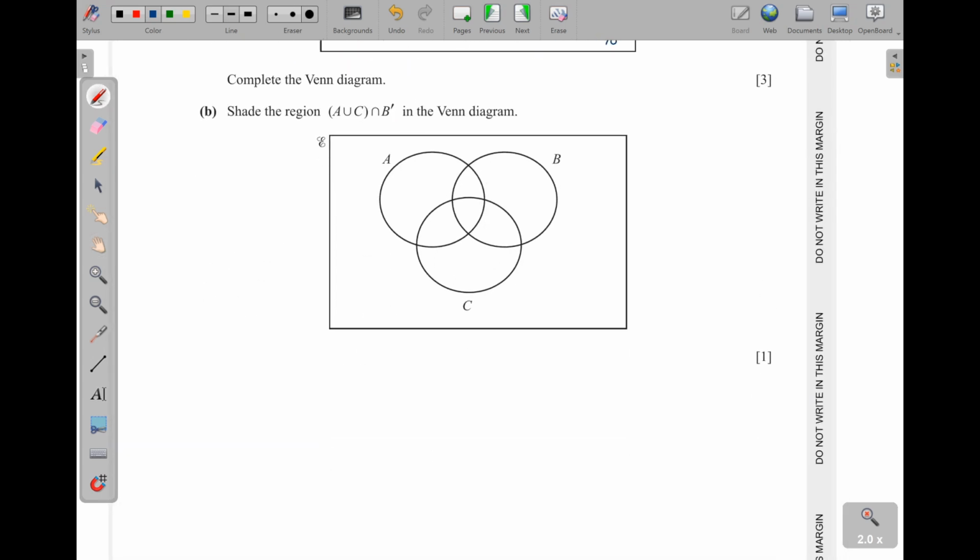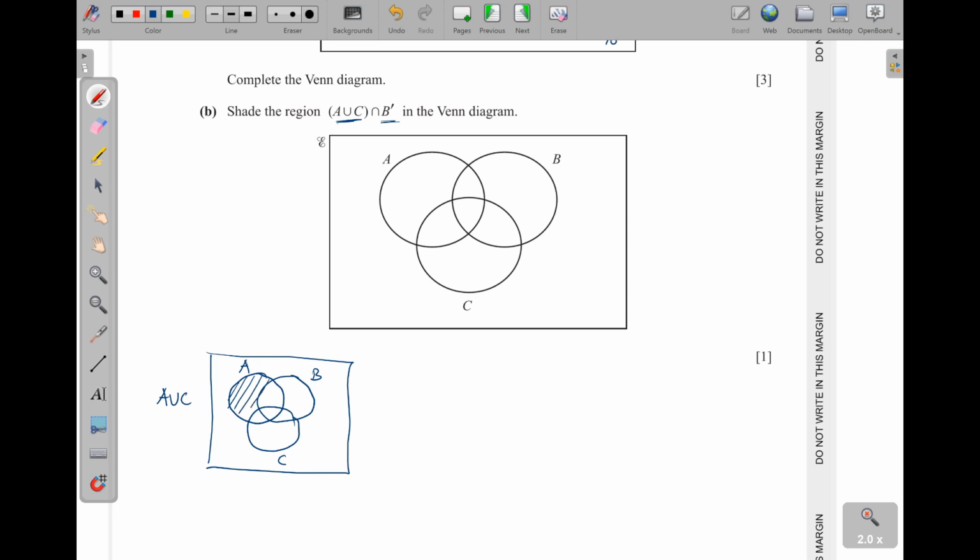Part B, shade the Venn diagram. Shade the region A union C, intersection B complement. Now, for such complicated stuff, what you do is to split this into two sets. So I have these ones here. We have A, B, and C. Then I shade A union C. We have now two sets, this one and this one here. So A union C, you get everything inside A and inside C. You shade them.